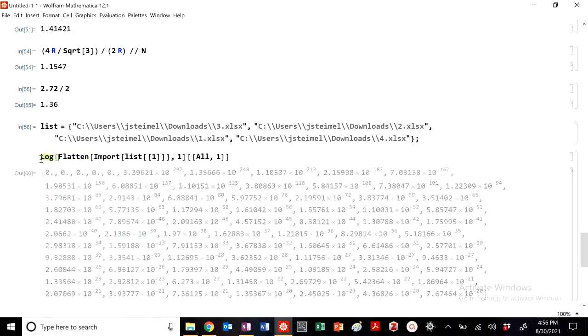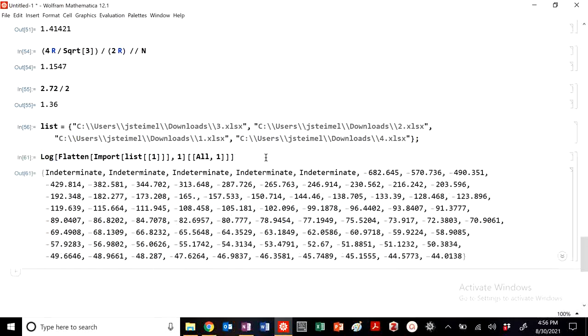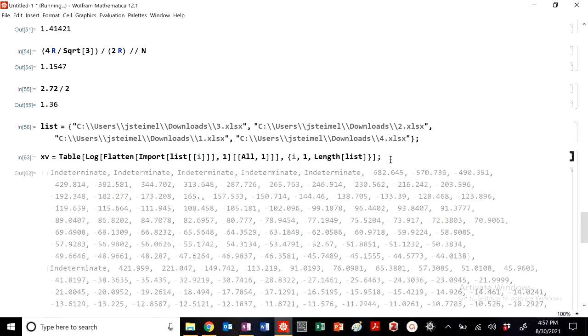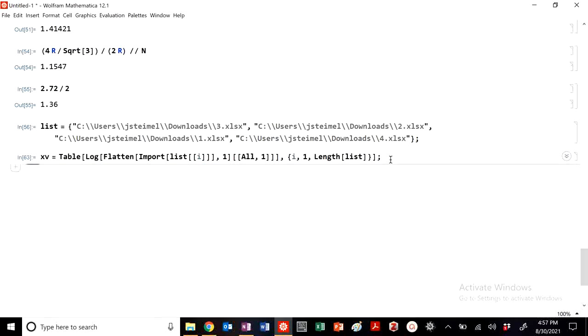So I'm going to do the natural log. Log is this. If I was doing log base 10, then I do that. So that's the log. So this is basically my XV. And I'm going to do a table. So I'm just going to loop over this for all of them, i from 1 to length of the list. And then let's go ahead and close that up. That's my ln XV. Now for 1 over T, I'm just going to do OT, equals kind of the same thing.